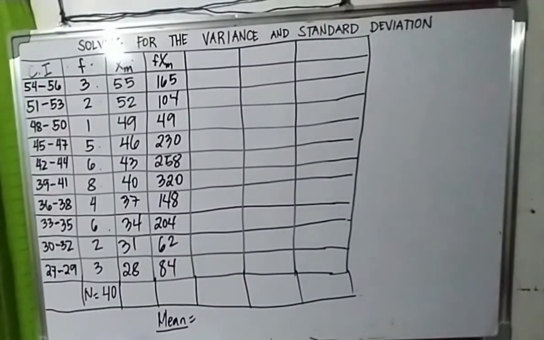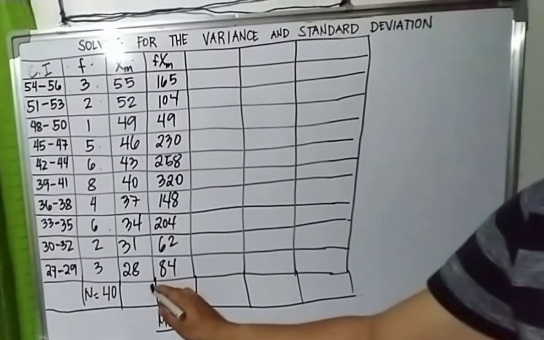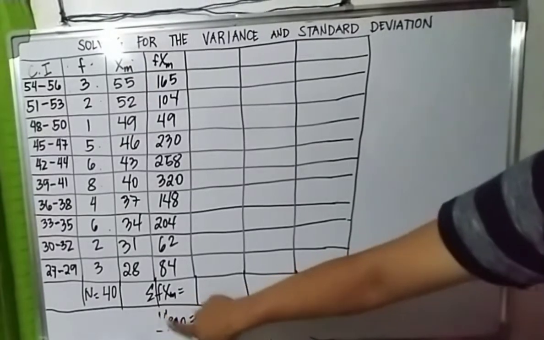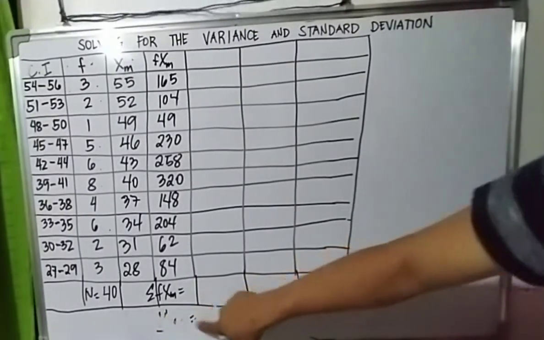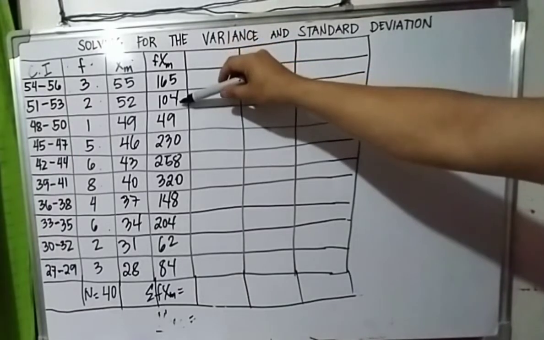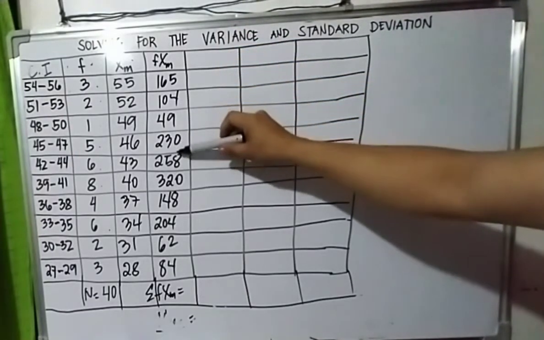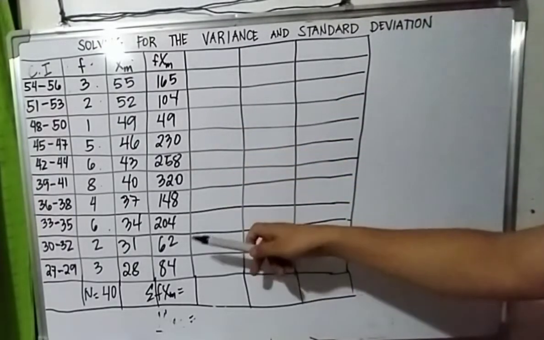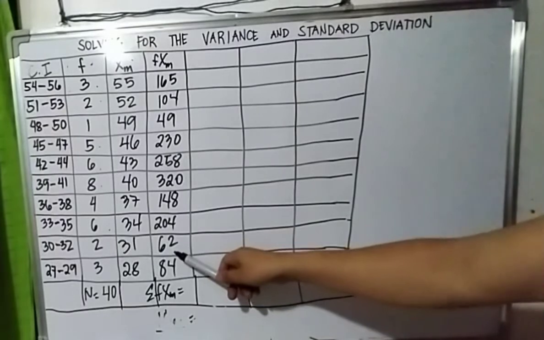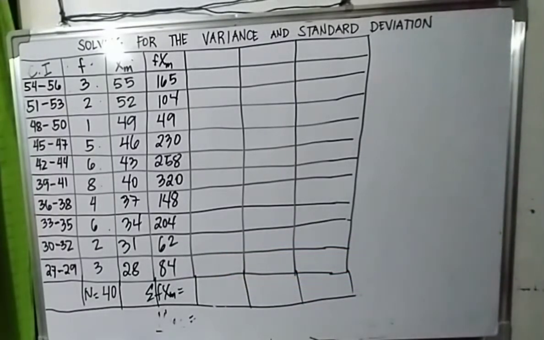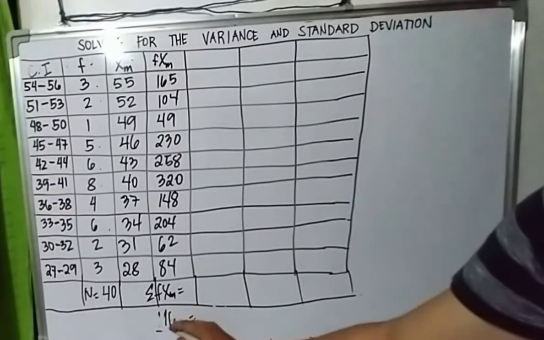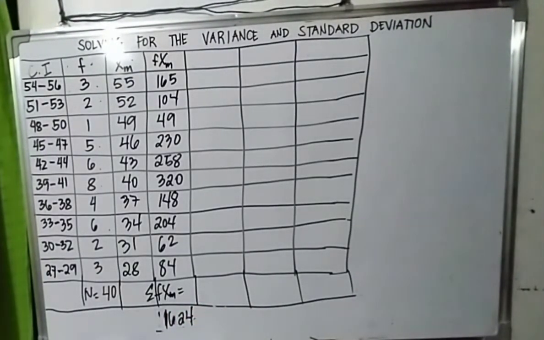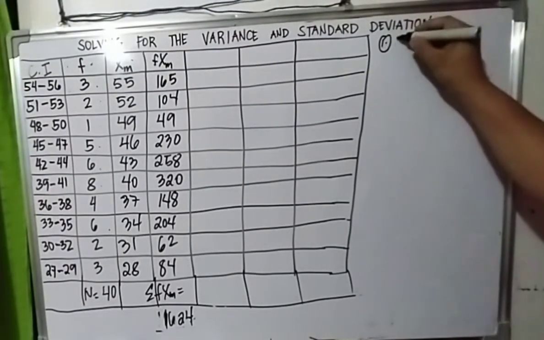Then find the total sum of f times x sub m. So pag itotal natin yan, the result is, ano yung result? So 165 plus 104 plus 49 plus 230 plus 258 plus 320 plus 148 plus 204 plus 62 plus 84, the total is 1,624. So unahin natin muna yung mean.